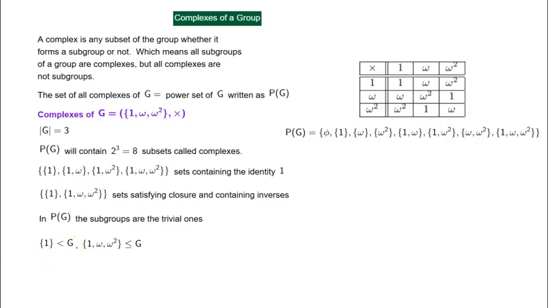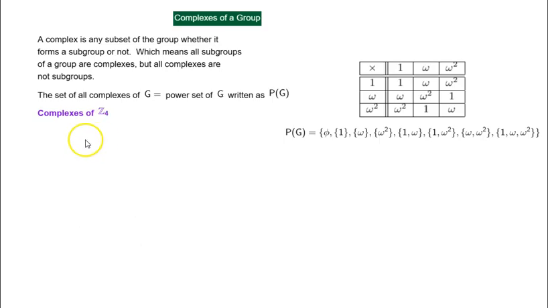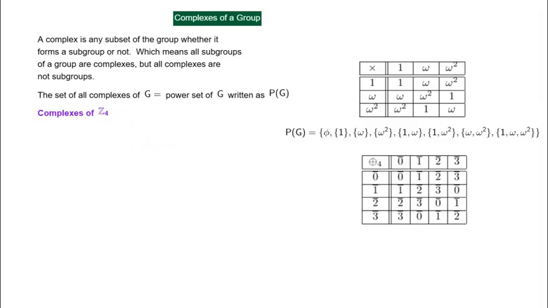We have seen one example. Now let's look at another example: complexes of addition modulo 4 of integers. Again, we know the Cayley table for this. So here G is equal to 0, 1, 2, 3. These bars represent that these are congruence classes under addition modulo 4.